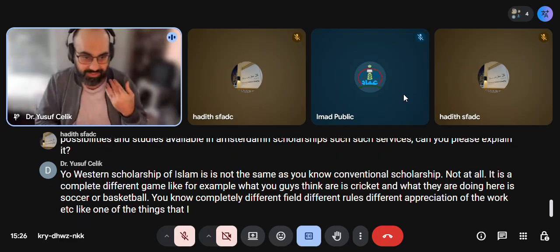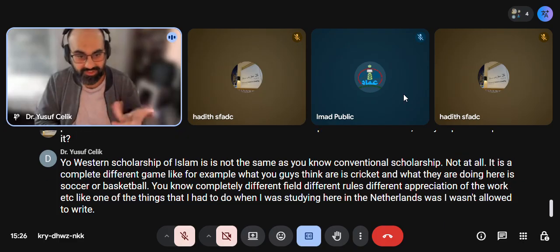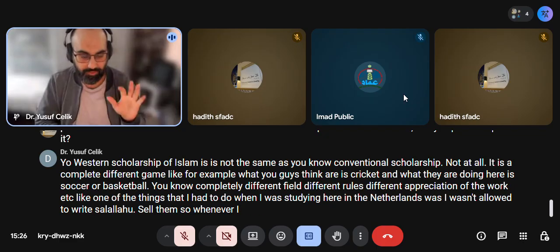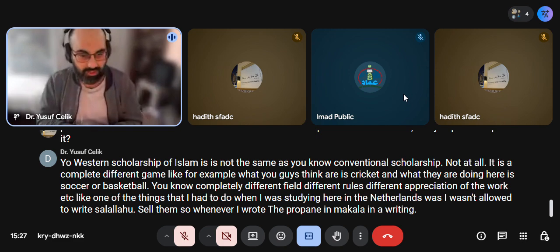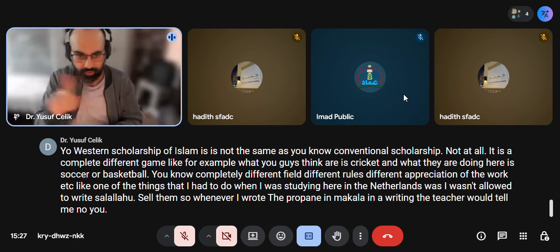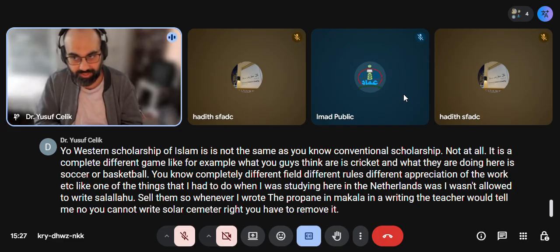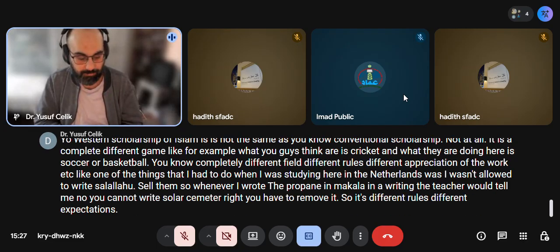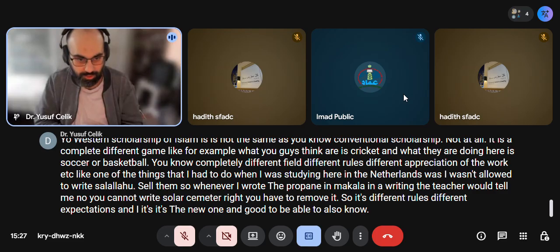Like, one of the things that I had to do when I was studying here in the Netherlands was, I wasn't allowed to write Sallallahu Alaihi Wasallam. So whenever I wrote the Prophet's name in a maqala, in a writing, the teacher would tell me, no, you cannot write Sallallahu Alaihi Wasallam there, right? You have to remove it. So it's different rules, different expectations, and it's on the one hand good to be able to also know.